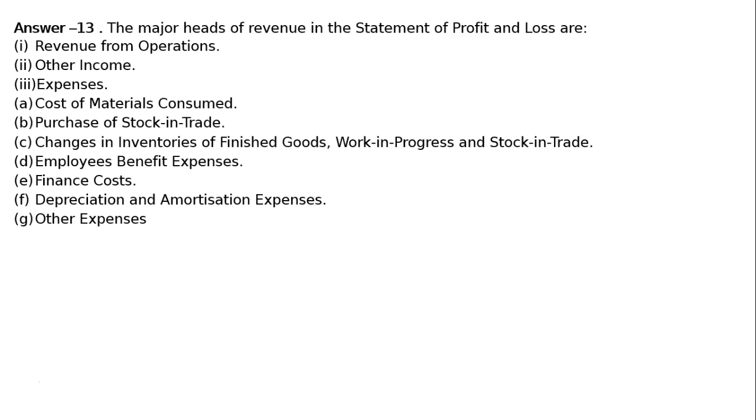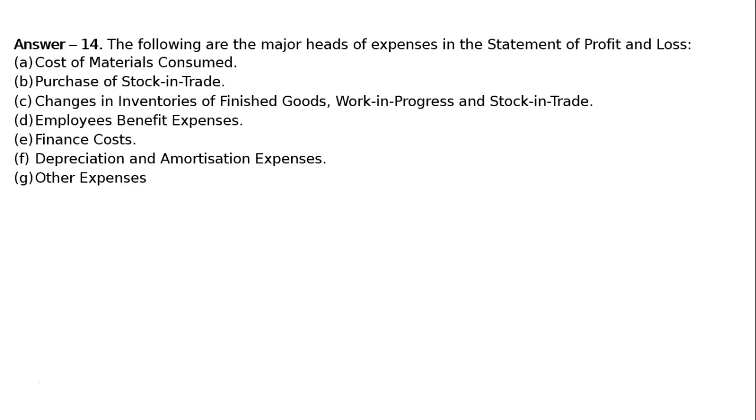And 14th question. Name the major heads of expenses in the statement of profit and loss. Answer 14. The following are the major heads of expenses in the statement of profit and loss: A, cost of materials consumed; B, purchase of stock in trade; C, changes in inventories of finished goods, work in progress and stock in trade; D, employees benefit expenses; E, finance costs; F, depreciation and amortization expenses; G, other expenses.